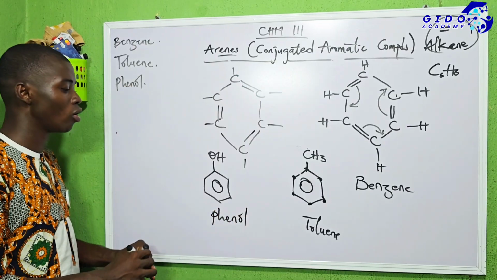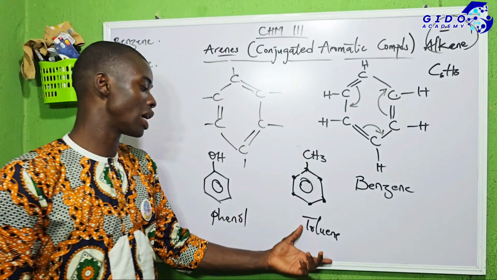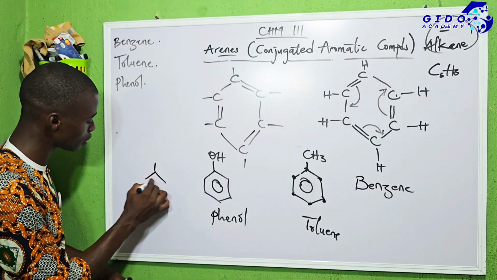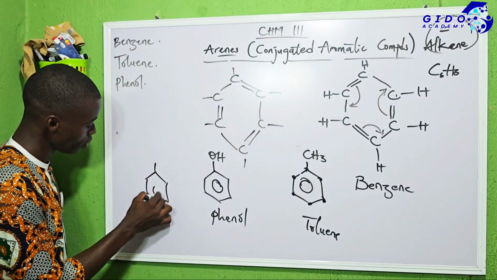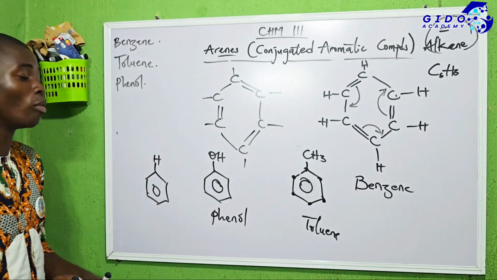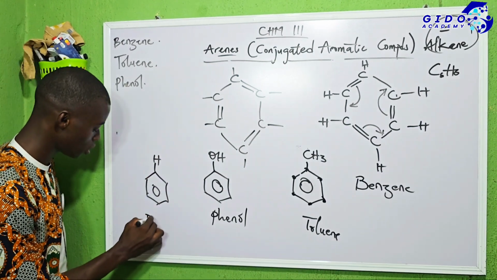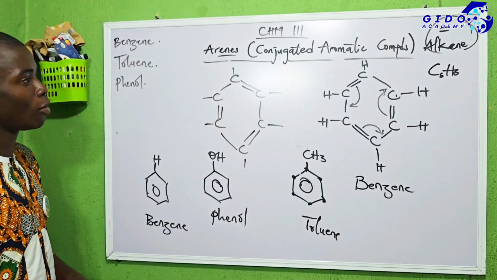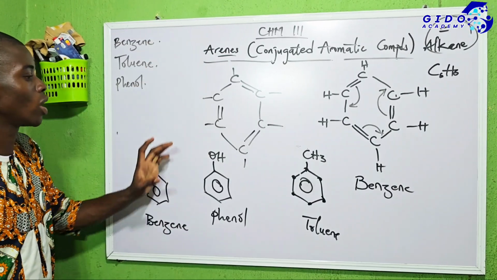So for an alcohol, it is called phenol, while for a methyl, it is called what? Toluene. And if the compound itself is replaced by hydrogen, what will now be the name of the compound? The name of the compound is called what? Is benzene. So for aromatic compounds, these are the 3 major ones you have in your textbook.